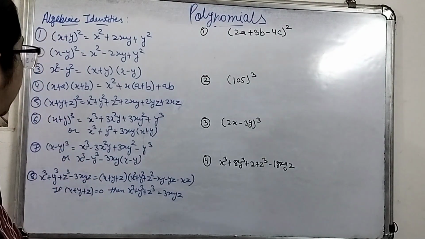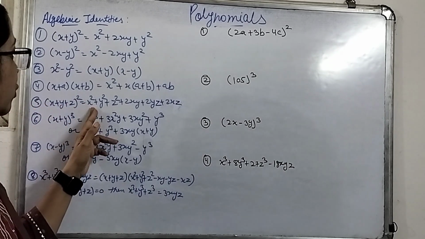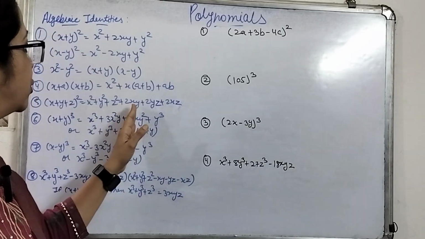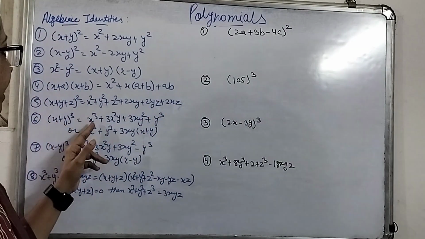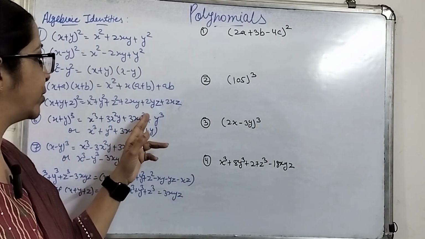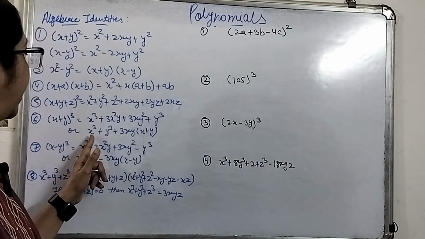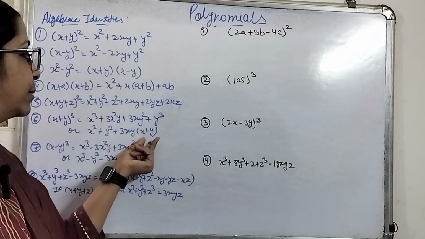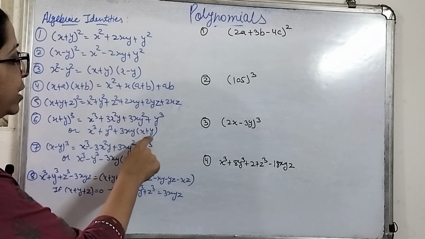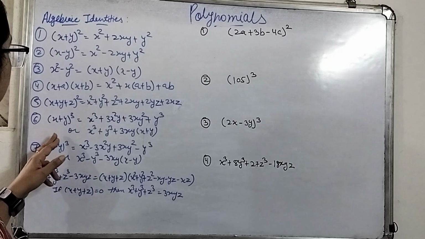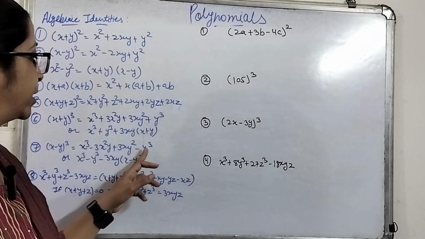Now let's learn some new identities. x plus y plus z whole square will be x square plus y square plus z square plus 2xy plus 2yz plus 2xz. x plus y whole cube will be x cube plus 3x square y plus 3xy square plus y cube. Either in this form we can write it, or we can write it in the form x cube plus y cube plus 3xy multiplied by x plus y. Over here from these two terms we have taken 3xy common, and the remaining is x plus y. x minus y whole cube will be x cube minus 3x square y plus 3xy square minus y cube.